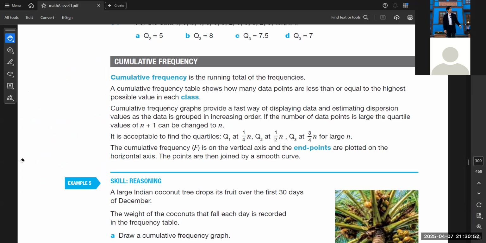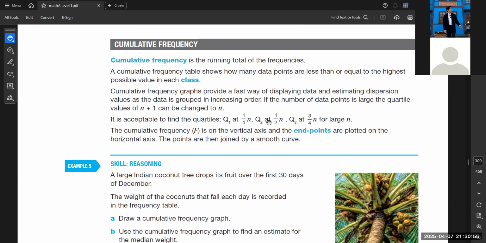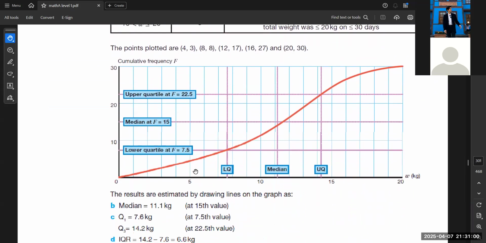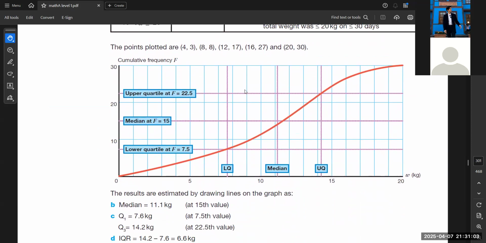Now, how do you calculate the quartiles in cumulative frequency graphs? It's actually much easier to do than in regular sets. Because look, this cumulative frequency graph shows you that you have weight, so a weight of something from 0 kgs to 20 kgs. So, for example, if I want to know how many boxes had a weight of less than 15 kilograms. So I'm not talking about how many boxes had a weight of 15 kilograms. I'm saying how many boxes had a weight of 15 or less.